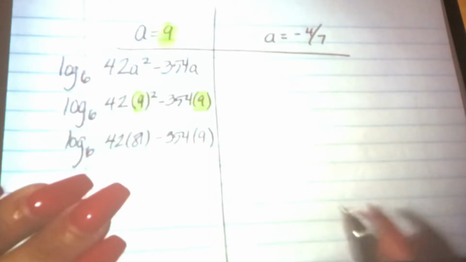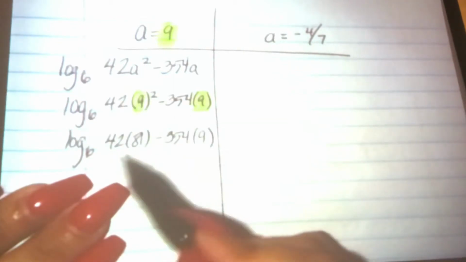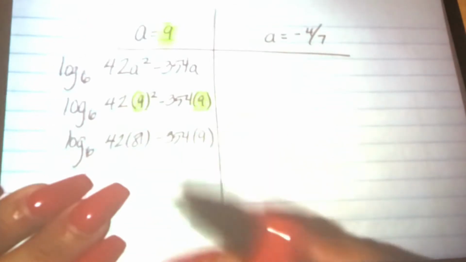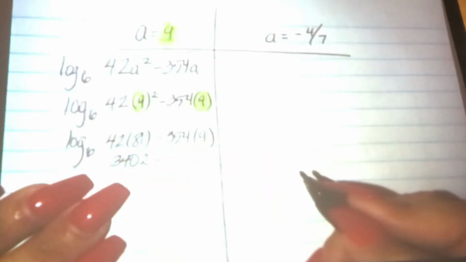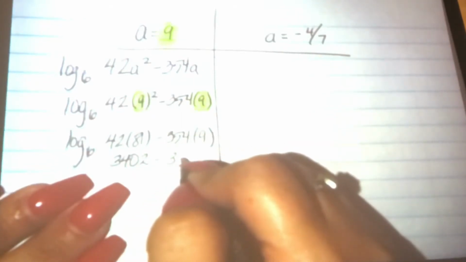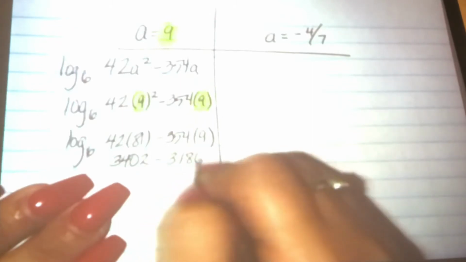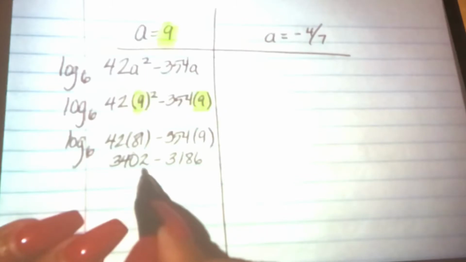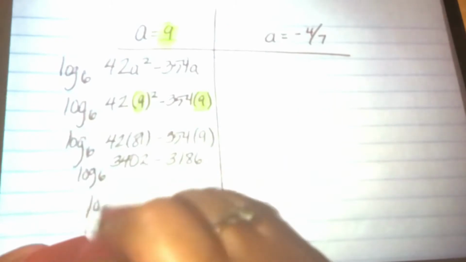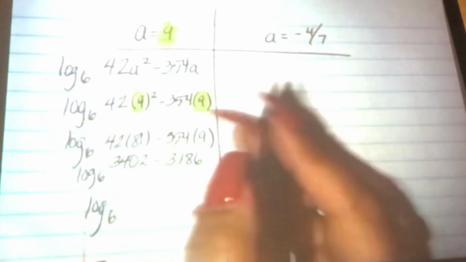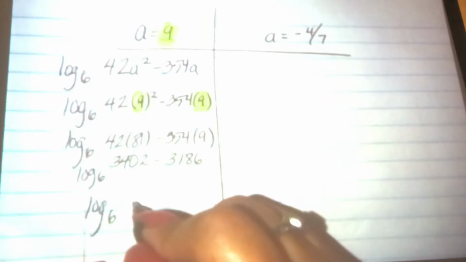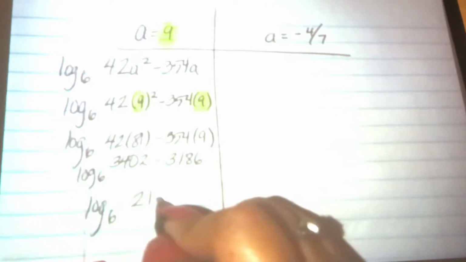Okay. 42 times 81, can you help me, guys? 42 times 81. 3402. And then what's 354 times 9? Is this right? 3402? Okay. So log base 6 of, what's 3402 minus 3186?